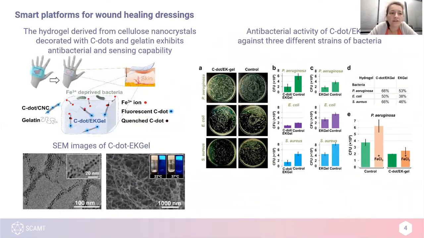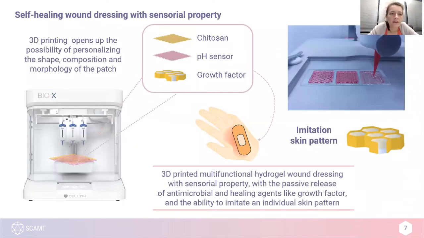And here are several examples of our work. Here we design a hydrogel based on cellulose nanocrystals and gelatin, which were decorated by carbon dots. And this hydrogel was optically active, and it has a slight antibacterial activity against 3 different strains of bacteria. And using this hydrogel, we can obtain an optical response during the treatment process. Next slide.